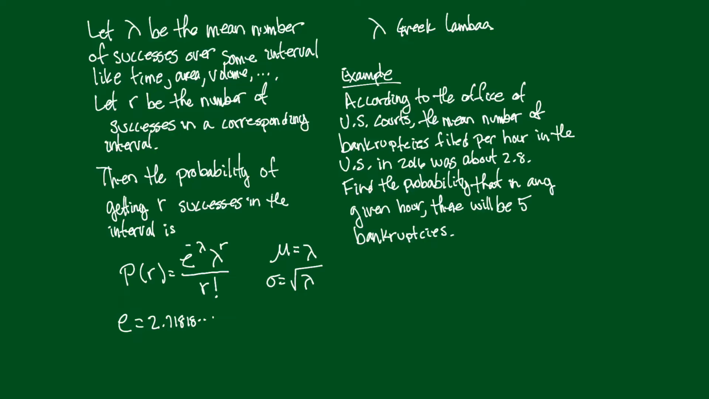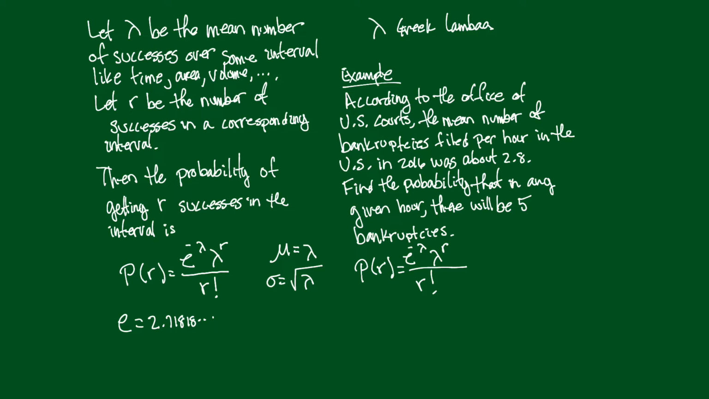So we have a formula. When we have a formula, I like to write that formula so I have it in front of me. So the probability of getting R successes is e to the negative lambda, and remember, lambda is the average number of successes, times lambda to the number of successes that we want, divided by the number of successes factorial.